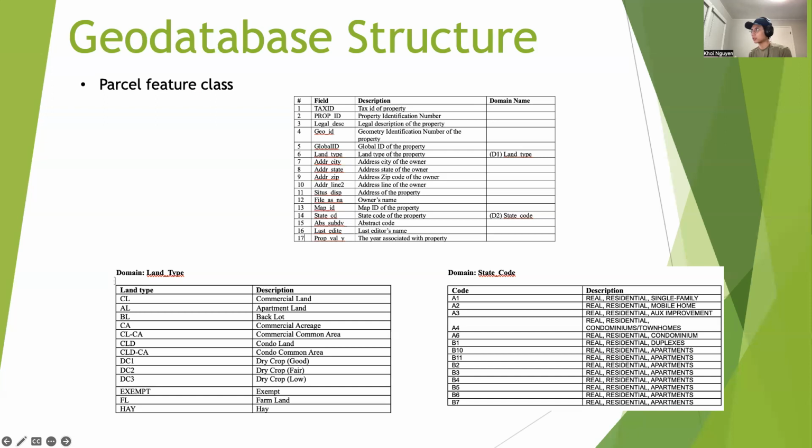And also we will implement some domains to constrain some of the attributes like land type or state code, to ensure that the values input for the property are aligned with the regulatory requirements of the county.